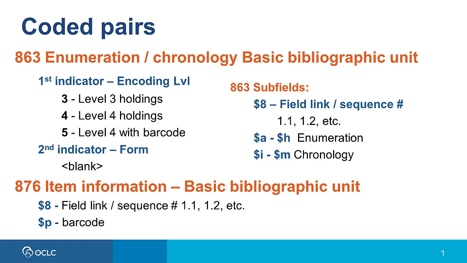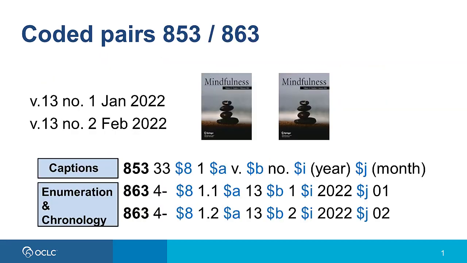And the coded pairs would use 876 if you're going to record a barcode for a basic bibliographic unit. Subfield 8, again, would be the first subfield, and this is the field link and sequence number. And again, that 1.1 is going to link the barcode to the first 863. This would be followed by subfield P for your barcode. And then if you have additional 863s, you would use an additional 876 with a subfield 8 1.2 followed by its specific barcode. So this is an example of coded pairs using 853 and 863 for basic bibliographic unit.